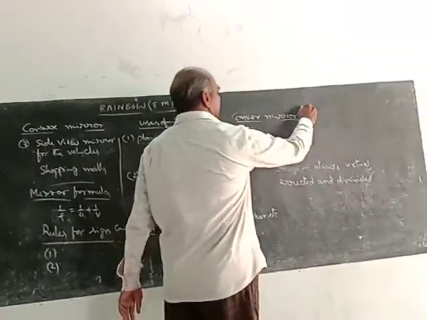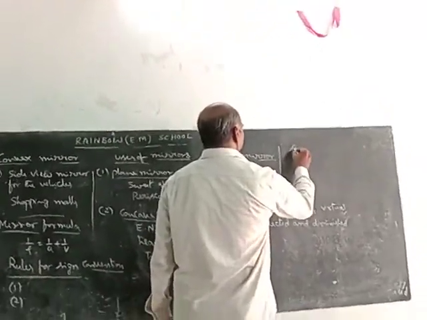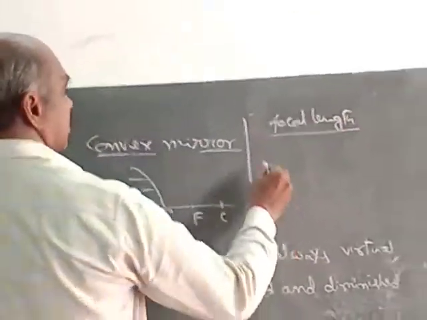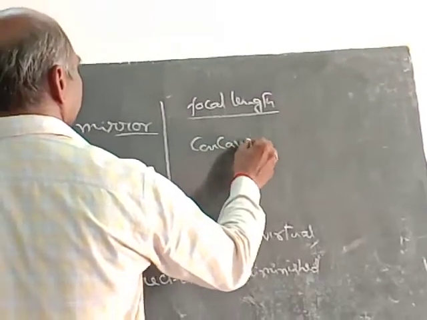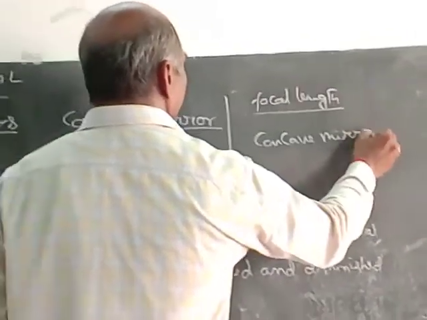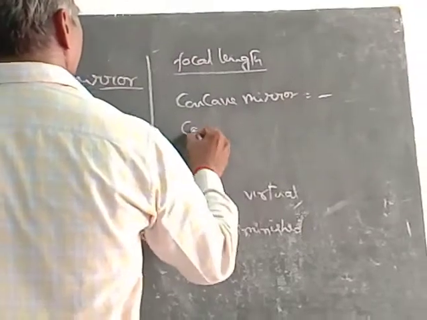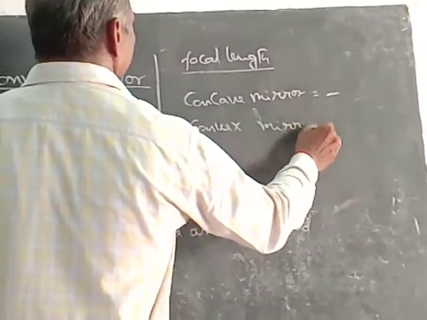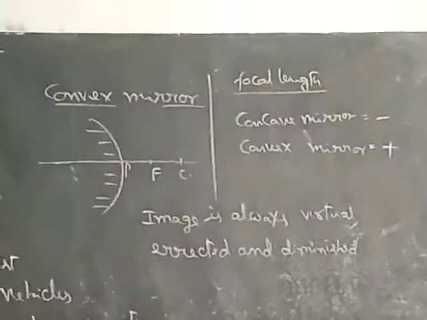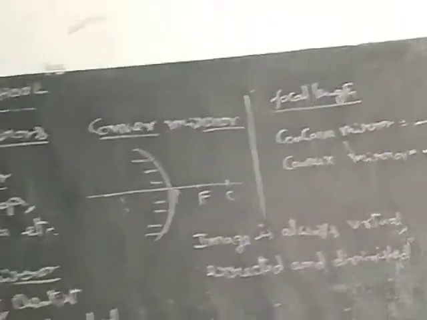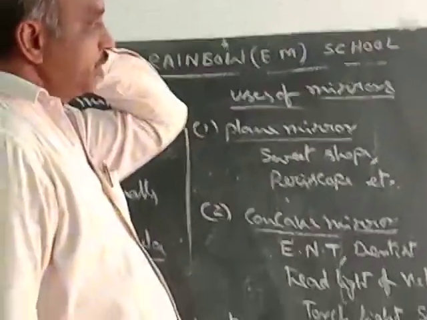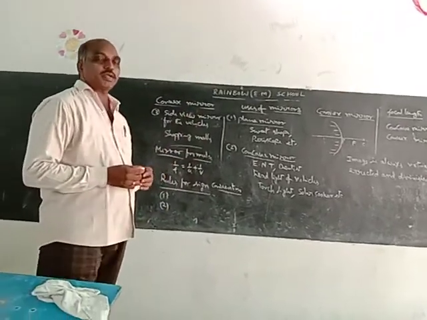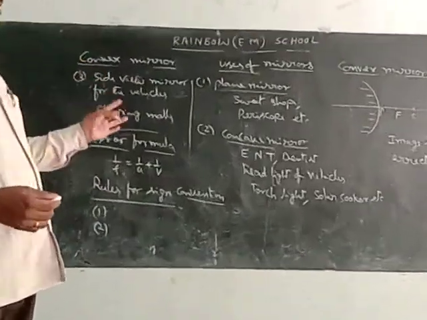And focal length: in case of problems, the focal length of a concave mirror is always negative, and of a convex mirror is taken as positive. So the reflection phenomena is over.